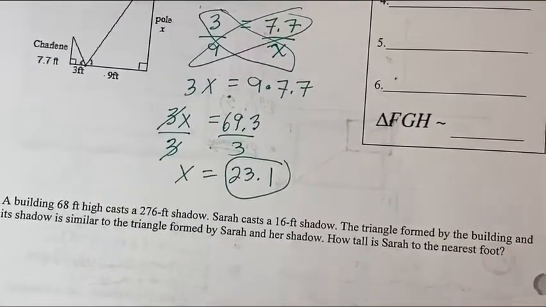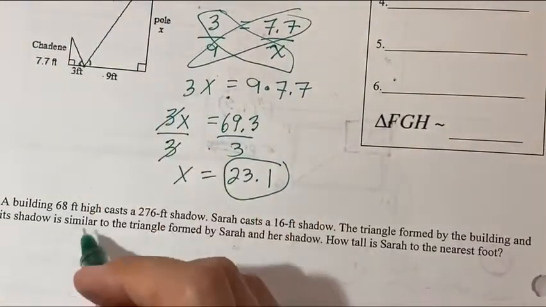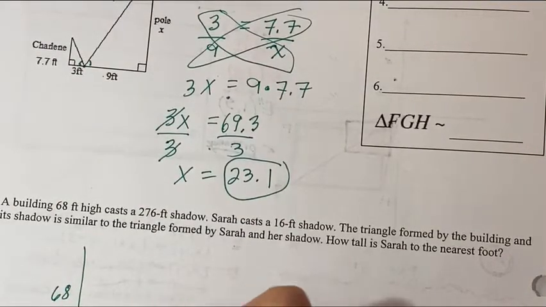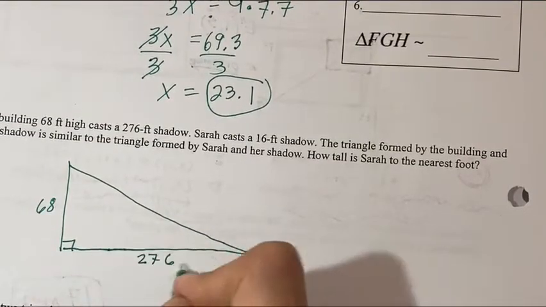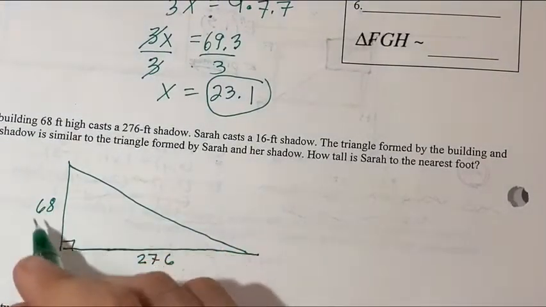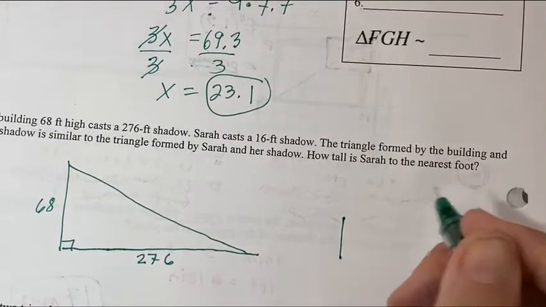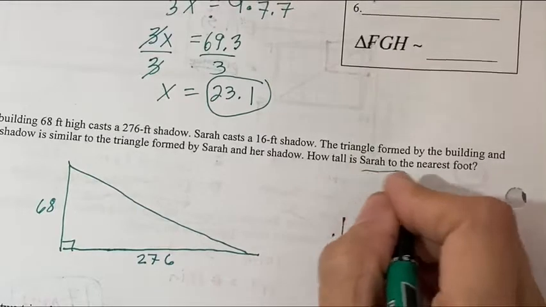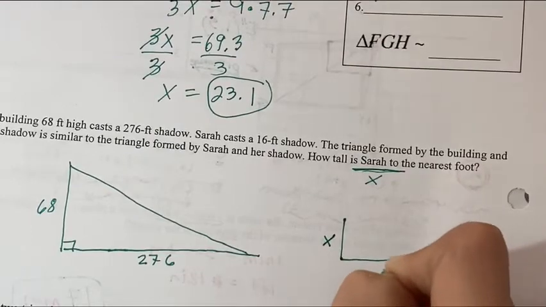Okay, so is this the same question or different? I actually think it's pretty much the same, so you could have used the picture over here. A building is 68 feet high and it casts a shadow. Ooh, that's longer, so the sun must be pretty low in the sky. The shadows lie on the ground. The shadow is 276. Okay, Sarah. I don't know where Sarah is standing, but Sarah is over here. We don't know how tall she is, so we have to make that x, what we don't know. And her shadow is 16 feet long.